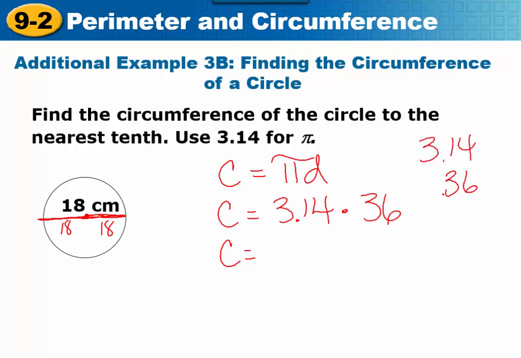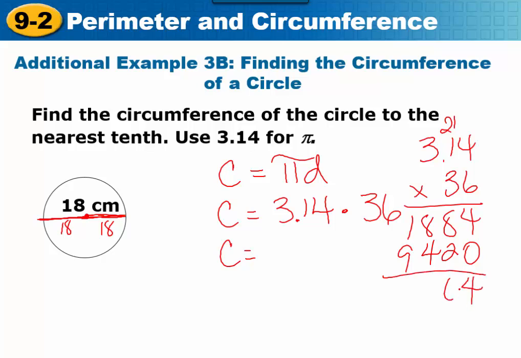3.14 times 36, so 24, 6, 7, 8, 18. Add a 0, 12, 3, 4, and 9. So 4, 10, 12, 13, 9, 10, 11. Okay, I've got 2 places. So 113.04, but again, it says round to the nearest tenth.